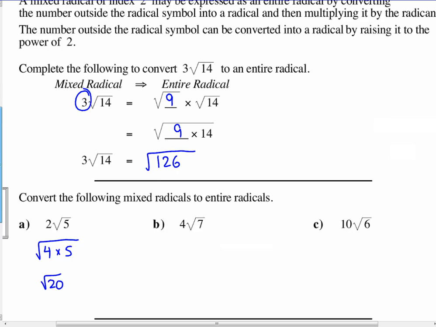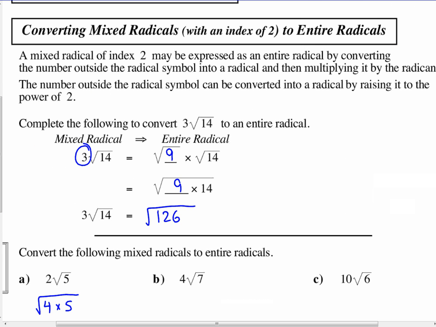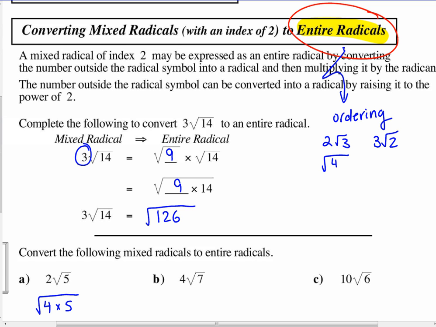Why do we change things into an entire radical? There's only one case. The reason why we would do this is usually for ordering purposes. We want to order things. So what I mean by that is if I had 2 root 3 and I had 3 root 2 and I said which one's larger? Just by looking at that, can you tell? Probably not, right? But if we turn these into entire radicals, 4 times 3, 9 times 2, can you see now who is larger? Yeah, obviously 3 root 2 is the larger one.